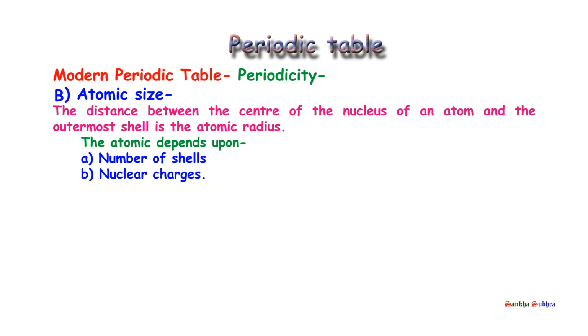On the other hand, if we try to discuss the concept of nuclear charge, then we will find that a greater nuclear charge causes a decrease in atomic size, because the electrons are attracted towards the nucleus more strongly if the nuclear charge density increases. Clear?